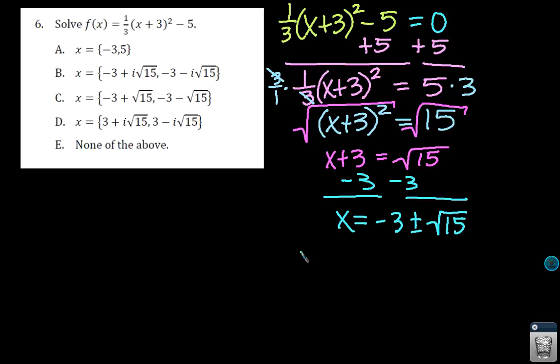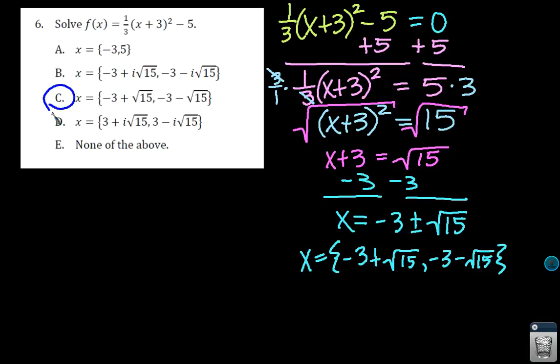In my answer choices, I have x equals the set of the two values that are negative 3 plus root 15 and negative 3 minus root 15. So it looks like our answer is C.